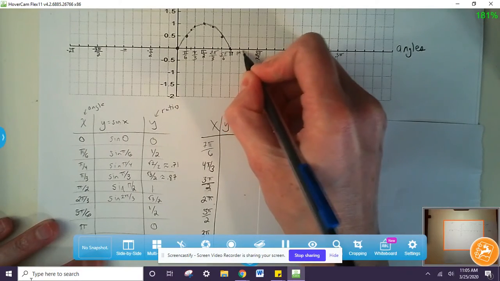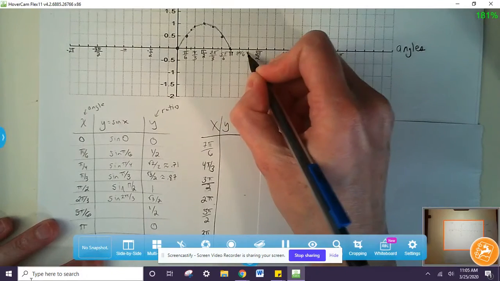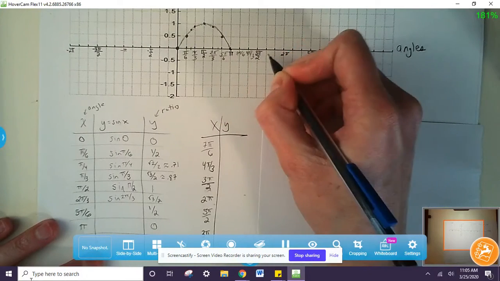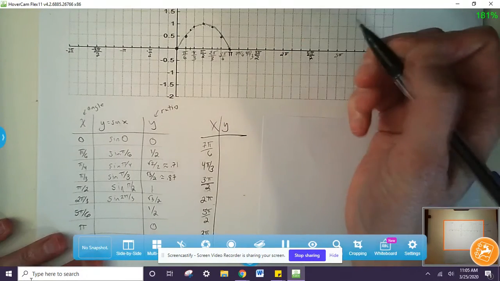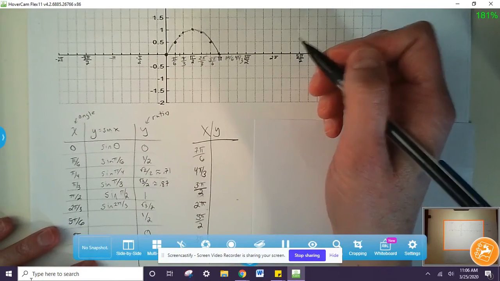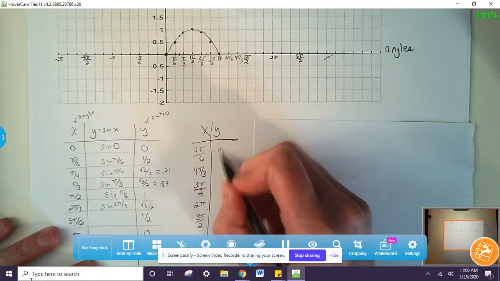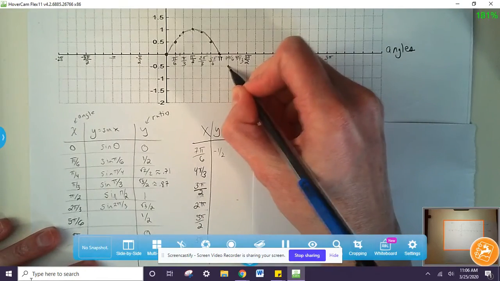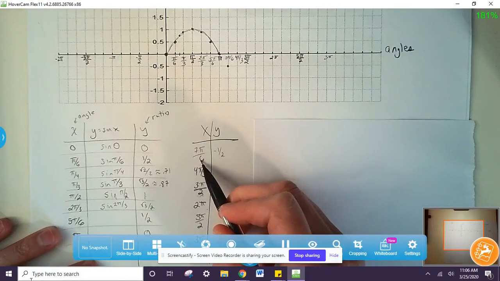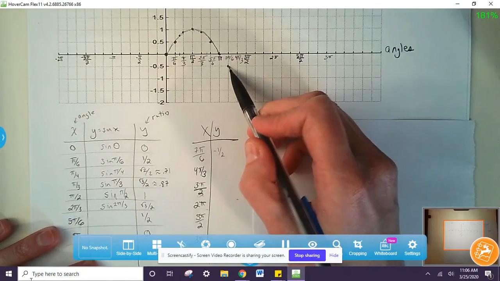This is 7 pi over 6. This will be 4 pi over 3, then 3 pi over 2, and so on. So look at your unit circle, please. Find 7 pi over 6. Look at the ordered pair. What is the y-coordinate? It's -1/2. So that means I'm going to plot the point 7 pi over 6, -1/2.